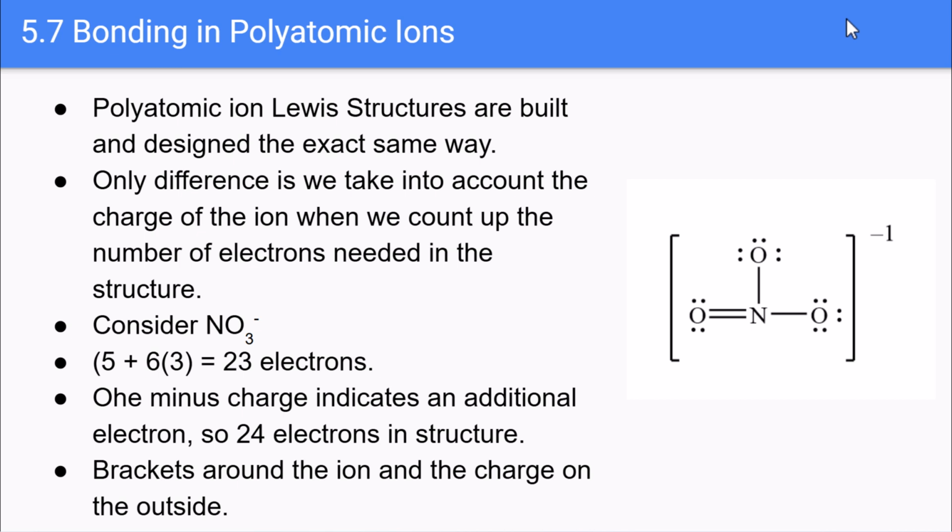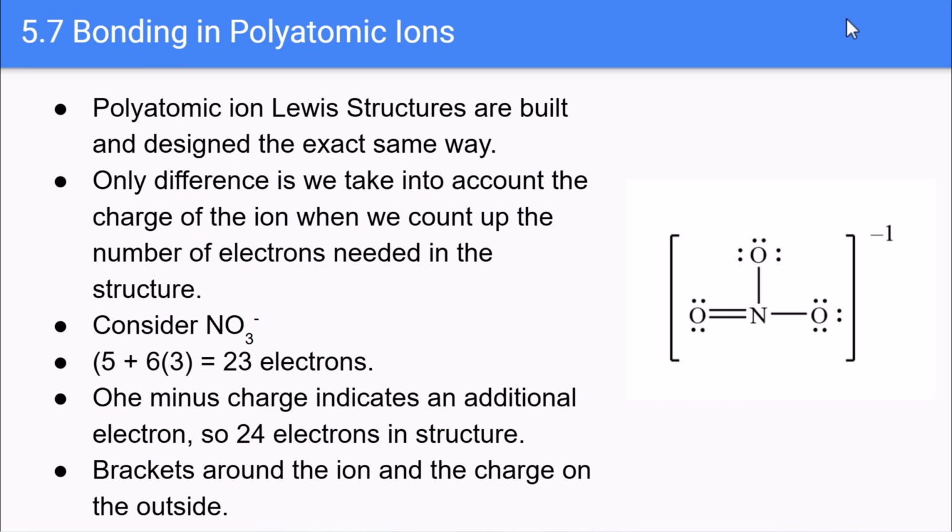The only difference, though, is that we need to take into account the charge of the ion when we count up the total number of electrons in the structure. So if we consider something like NO3-, if I were to count up the total number of valence electrons just using the elements that make up NO3-, I end up with a total of 23. And if you remember, we talked about electrons occur in pairs. Well, it doesn't make much sense to have an odd number because the electrons occur in pairs. Odd numbers, it's not a pair. So we need to take a look at the charges that are there. A 1- charge indicates an additional electron. So rather than 23, we have 24 electrons in the structure.